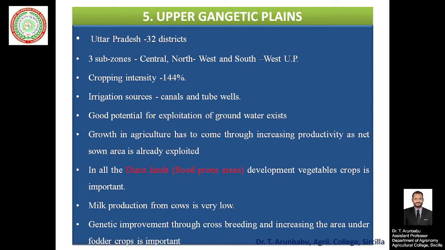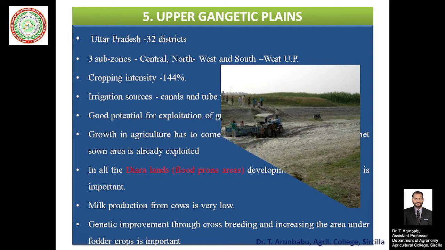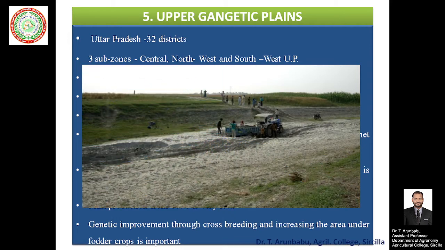The daira lands means, here you can observe an image. These are the land areas for farmers where, due to soil erosion and deposition of sediments due to flooding as well as the river flow during the Kharif season, these are called daira lands.